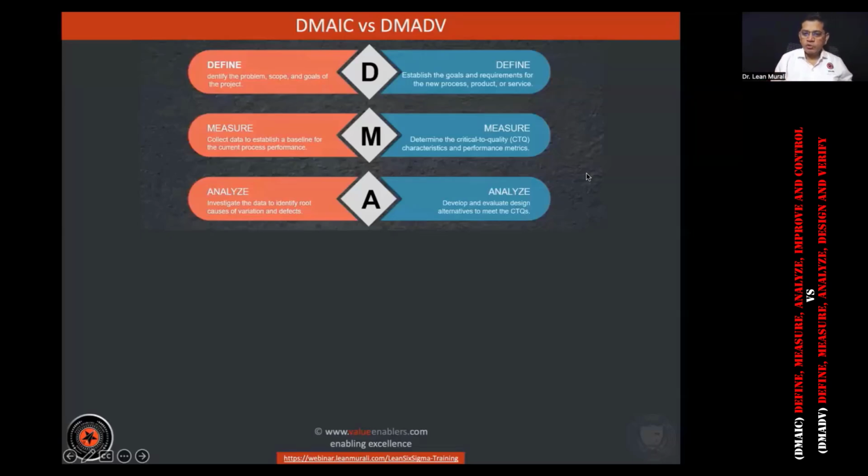And we validate those causes and root causes. Whereas in the analyze phase of DMADV, we develop and evaluate design alternatives. Design alternatives is the keyword, and critical to quality is another keyword. We develop and evaluate design alternatives in order to meet the critical to quality characteristic of the customer, which in turn satisfies the voice of the customer.